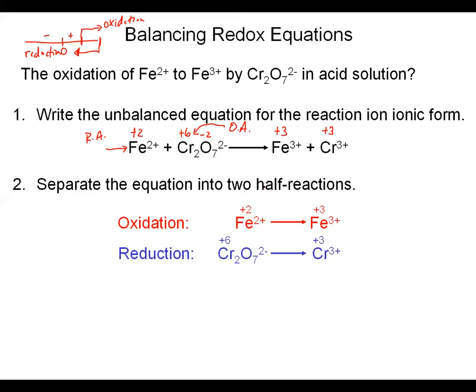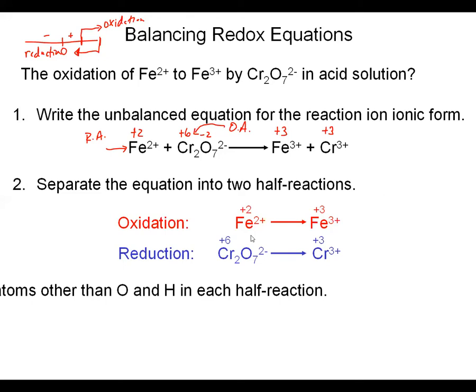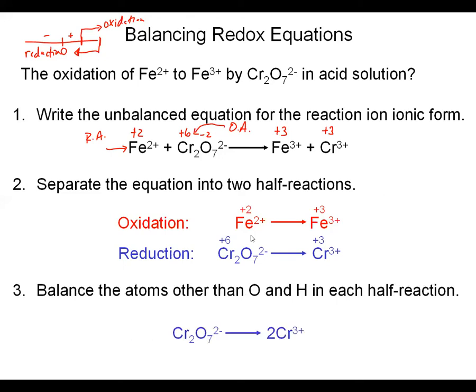Then typically what you want to do is balance it like you normally would a normal equation by putting coefficients. And what we want to balance is everything other than oxygen and hydrogen. So we want to balance everything but oxygen and hydrogen. In this case, we have 1 iron on the left, 1 on the right, so it's good. In the bottom case here, we have 2 chromiums on the left and only 1 on the right. So we would want to balance that chromium by simply, like a normal reaction, putting a coefficient in front. So we'll put that 2 in front of the Cr3+ to balance the chromium.